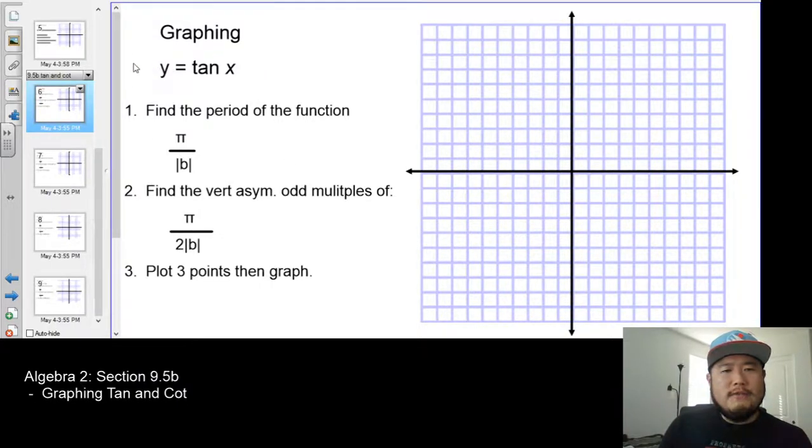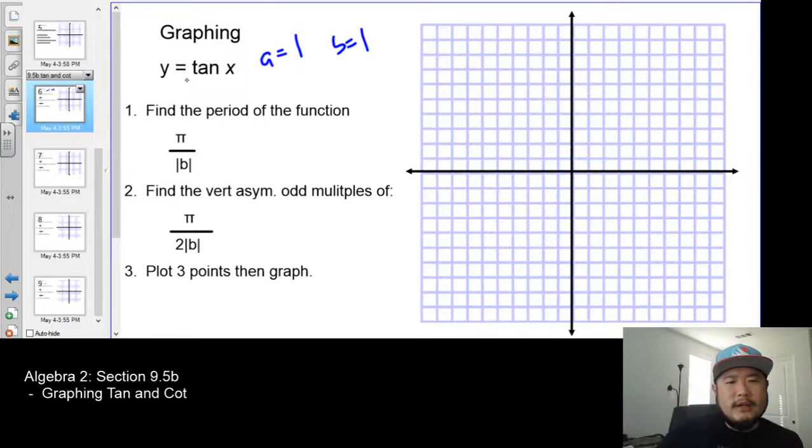So we'll start off right here. Let's graph y is equal to tangent x. So we're going to figure out first, remember, find the period of the function, and it's pi over b. We'll write down right here, a is 1, b happens to be 1 as well. Remember, a is in front of tangent, nothing there, 1. B is in front of the x, nothing there, that means it's 1. So our period right here is going to be pi over absolute value of 1, which is pi.